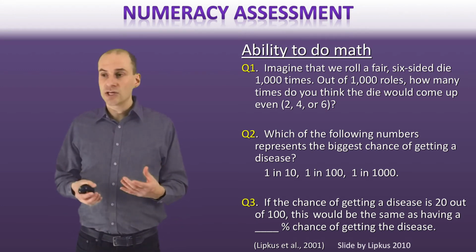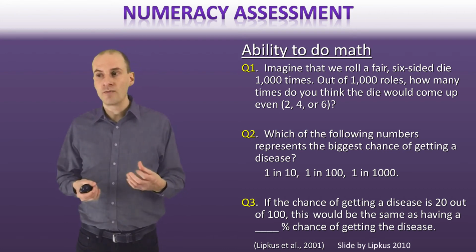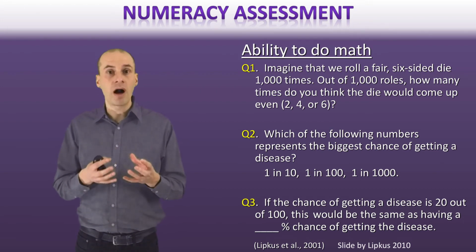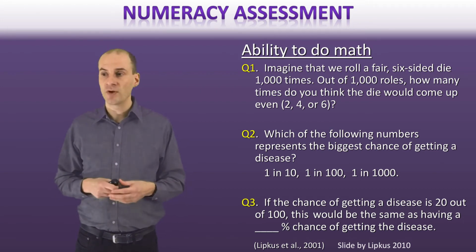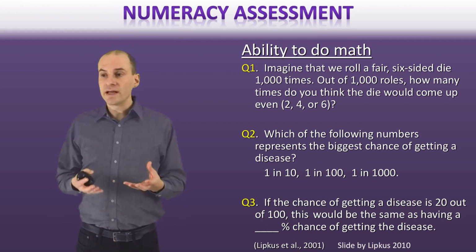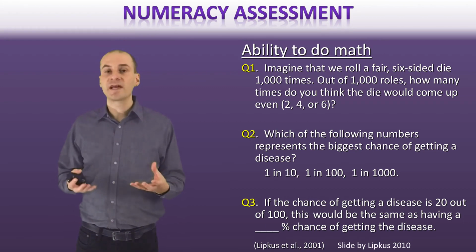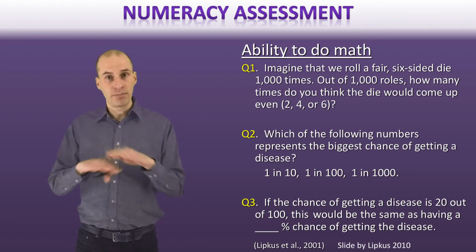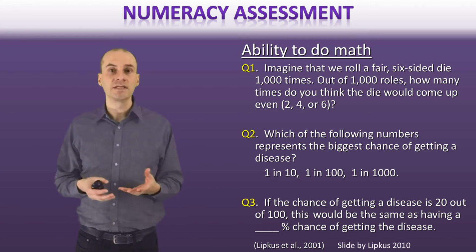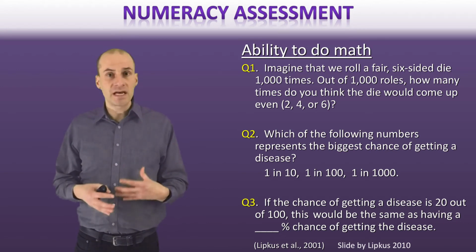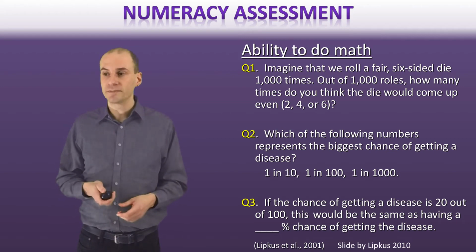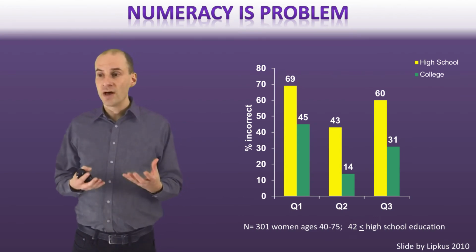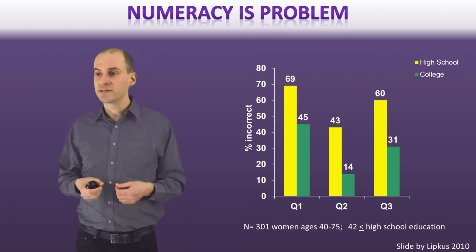So then they ask, which of the following numbers represents the biggest chance of getting disease? Which one of these is most probable that you'll get a condition, okay? So then the last question says, if a chance of getting disease is 20 out of 100, this would be the same as having blank percentage chance of getting disease. Okay. So these are basic questions about probability. Okay. So let's see how people did when they were asked this survey. Well, again, this is a survey of 301 women ages 40 to 75.